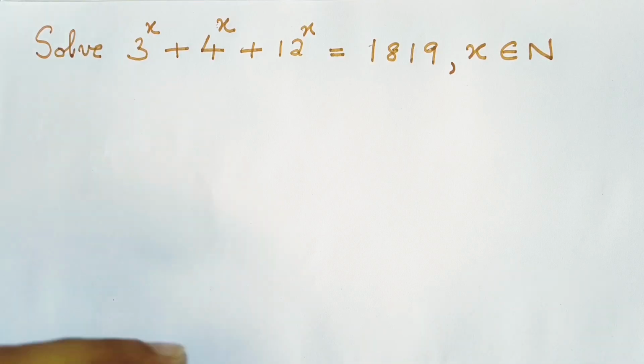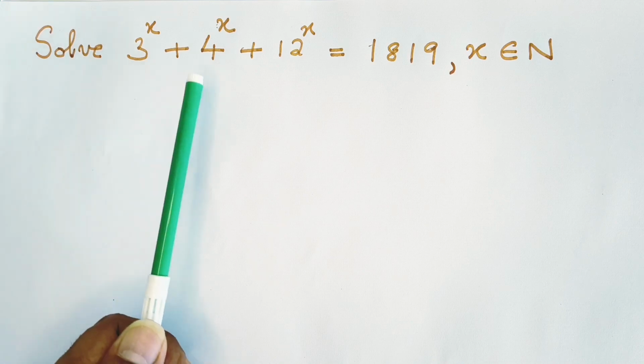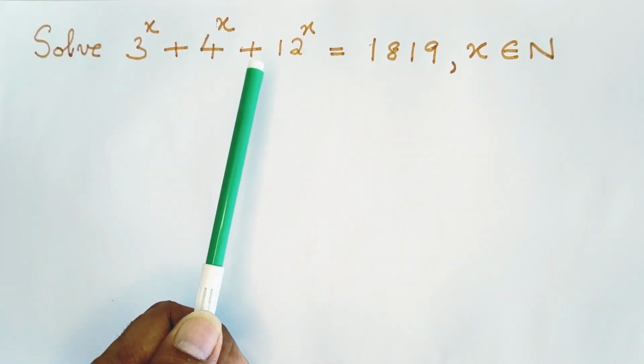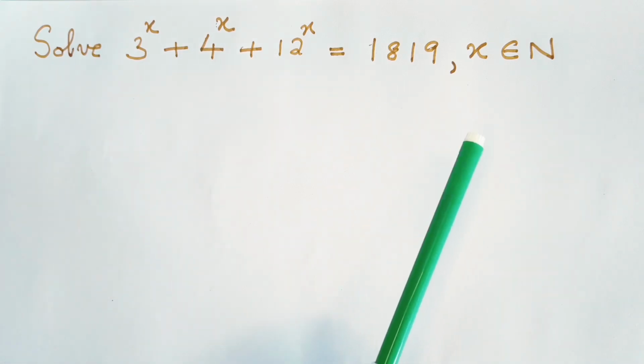Hi friends, today we are solving an interesting exponential equation. The equation is this: 3 to the power of x plus 4 to the power of x plus 12 to the power of x equals 1819, where x is restricted to be a natural number.